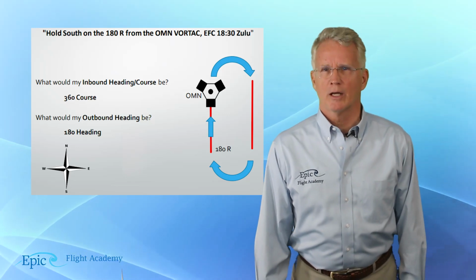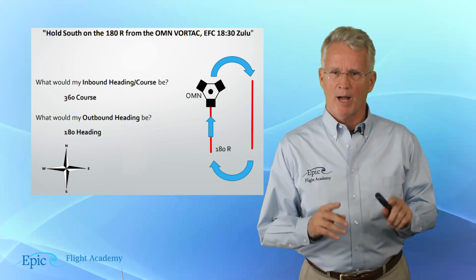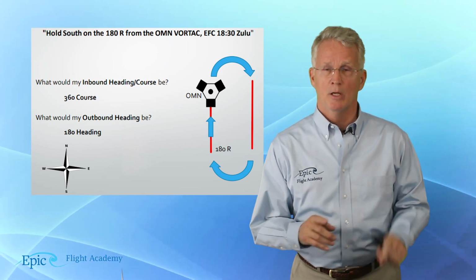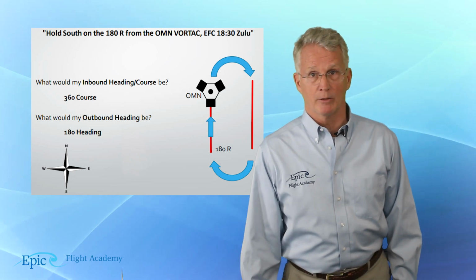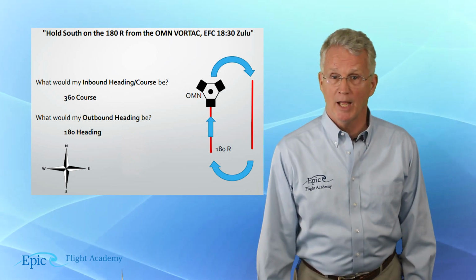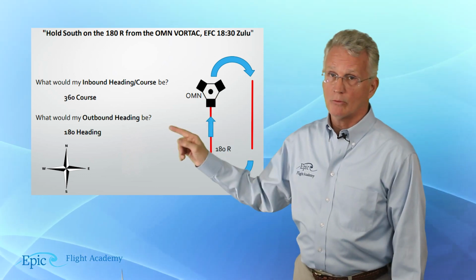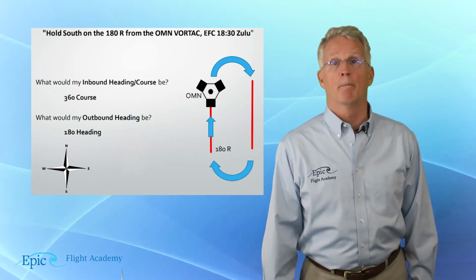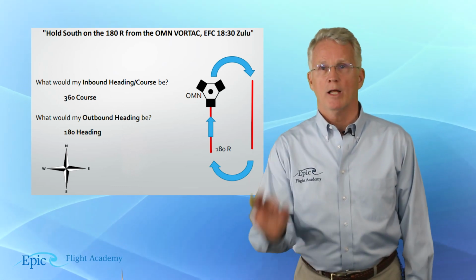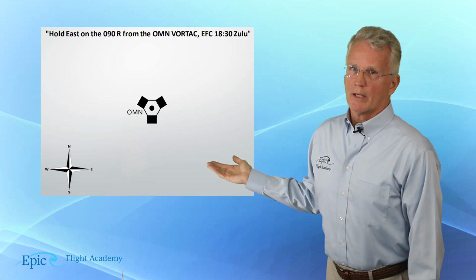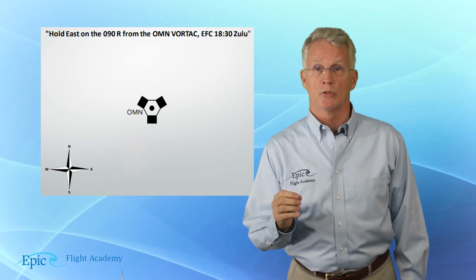Let's take a look at our holding pattern. What would my inbound heading be? Remember, I'm holding on the 180 radial. My inbound heading would be 360, and my outbound leg on this holding pattern would be 180. All right, let's try another one. Here we are back at the Ormond Vortac, and here are the instructions.